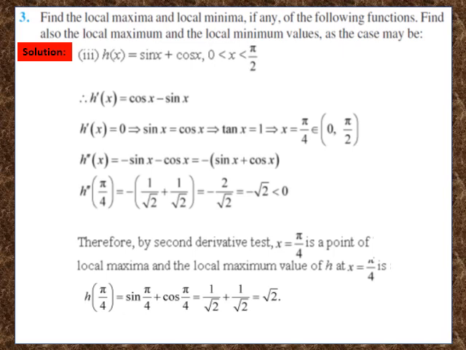And the local maximum value is what? Putting π/4 in the given function h, that is sin x + cos x, we get h(π/4) as √2. So our point of local maxima is π/4, and the local maximum value is √2. I hope I am clear. So pause and note down the solution.